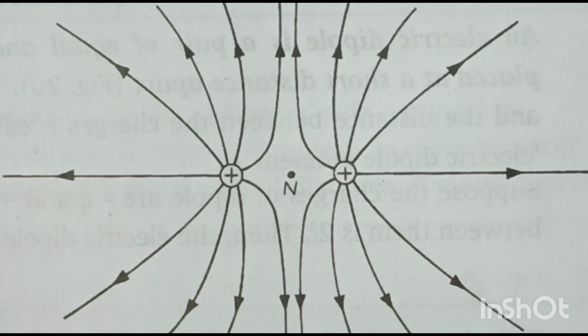So if we keep a test charge at this neutral point, then the test charge will have no tendency of motion in any direction because the force is 0. As we move far from the charges, the lines of force become radial, which is a characteristic of a single charge.